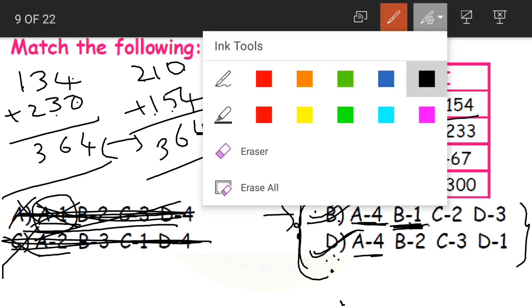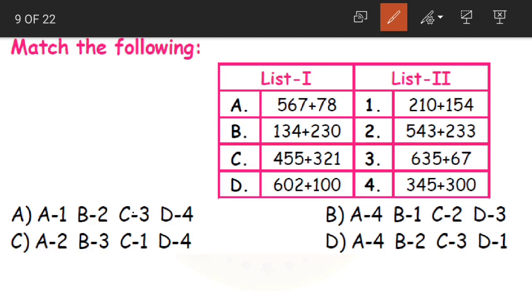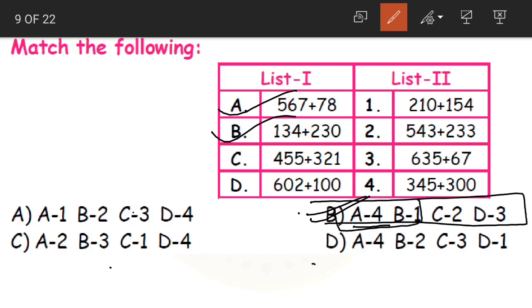So, what can we say, children? Which is the correct answer here? Which is the correct option? Is it A, B, C or D? Option B. Yes, option B is the correct answer, because A is equal to 4 is correct and B is equal to 1 is also correct, and it is the only option which has these correct options. Yes, we need not check these two, but again if you want you can solve and check whether these two are correct or not. Okay, now this was one method.